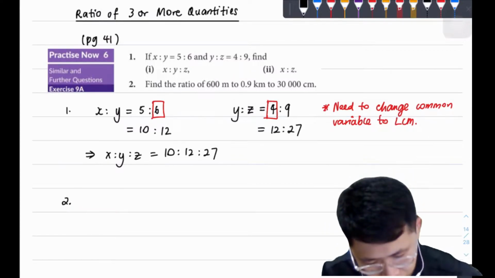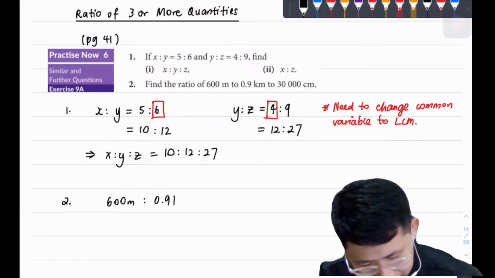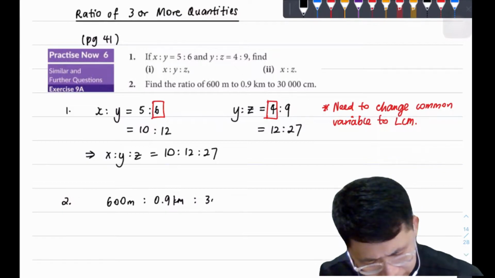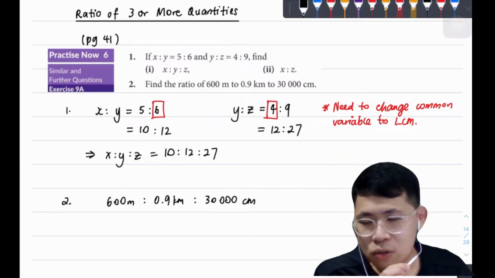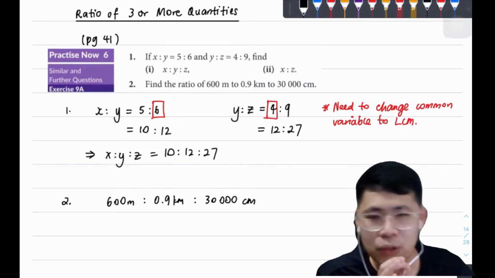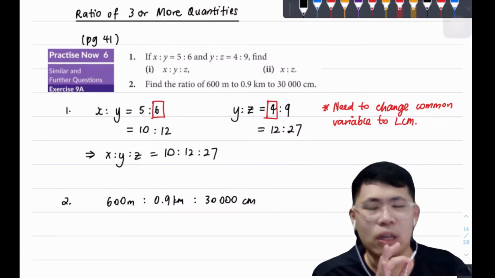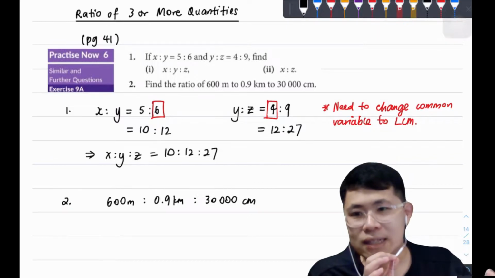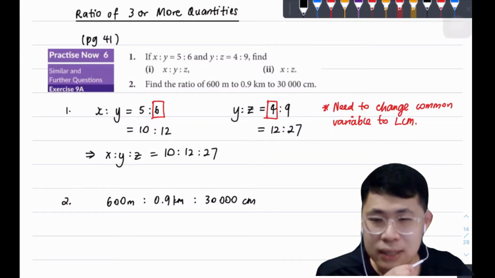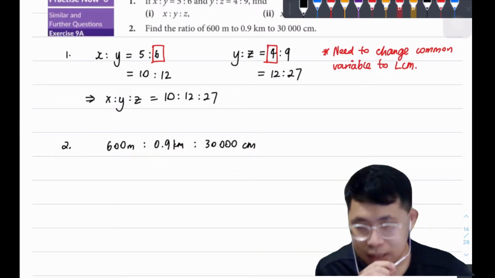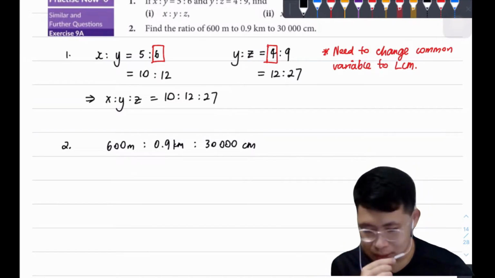Question 2, we are looking for the ratio of 600 meters to 0.9 km to 30,000 cm. So what we have here are three separate quantities with totally different units. In order to get them to ratio and to simplify nicely, we will need to convert them into common units. So what common units is suitable? I think let's look for the middle ground between kilometer, meter, and centimeter. Let's convert them to meters.